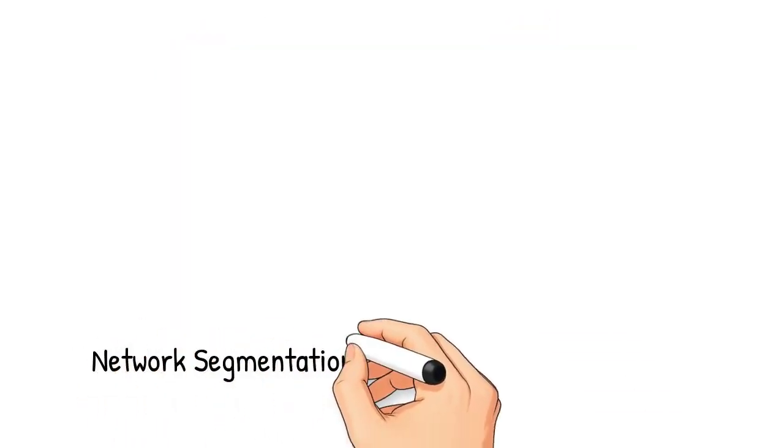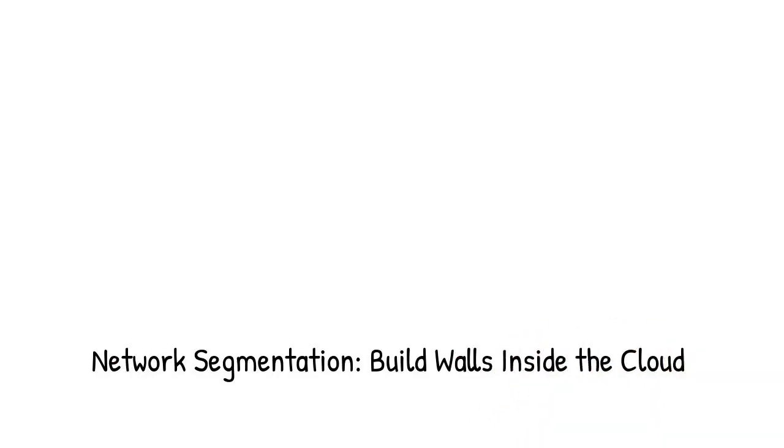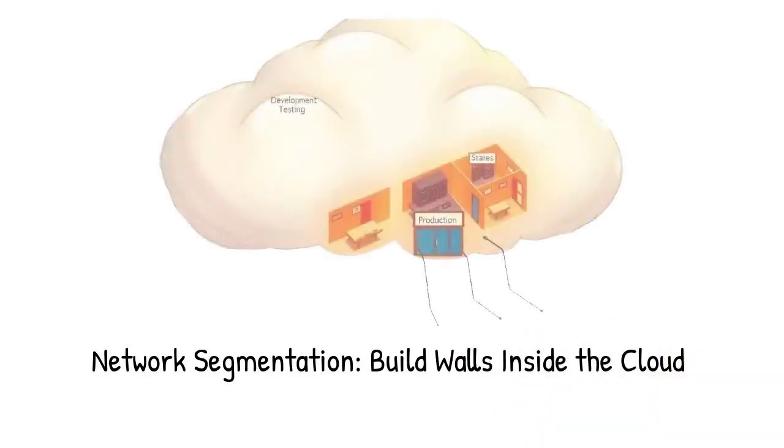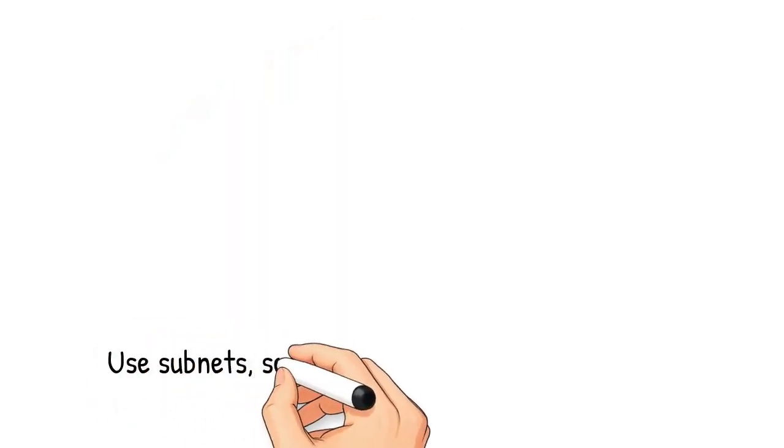Step 2. Network segmentation. Build walls inside the cloud. A flat network is a hacker's playground. If attackers get into one resource, they can move laterally to everything else. What to do? Create separate VPCs or VNets for dev, test, and prod. Use subnets for segmentation. Use security groups and NSGs to restrict traffic.